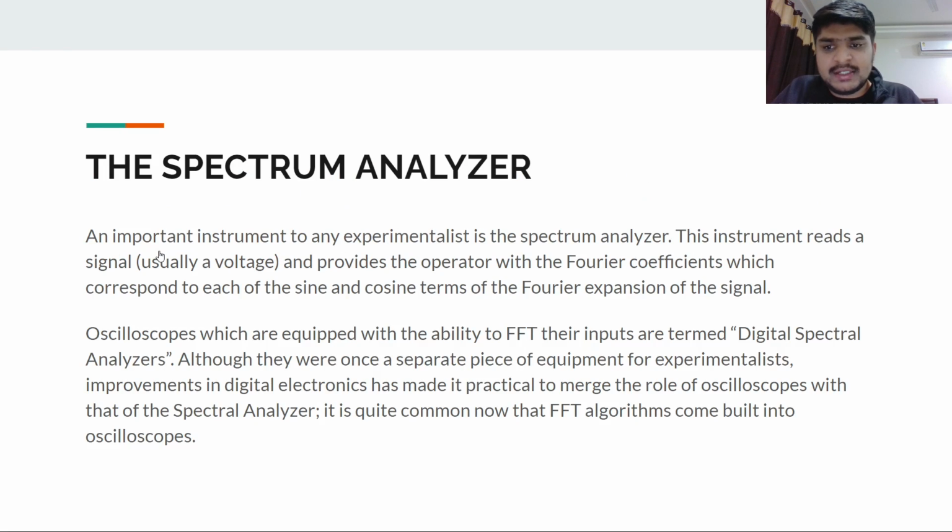Another important application of Fourier series is the spectrum analyzer. This instrument is broadly used by experimentalists. This instrument reads a signal and provides the operator with the Fourier coefficients which correspond to each of the sine and cosine terms of the Fourier expansion of the signal. It is so widely used that it now comes built into oscilloscopes.